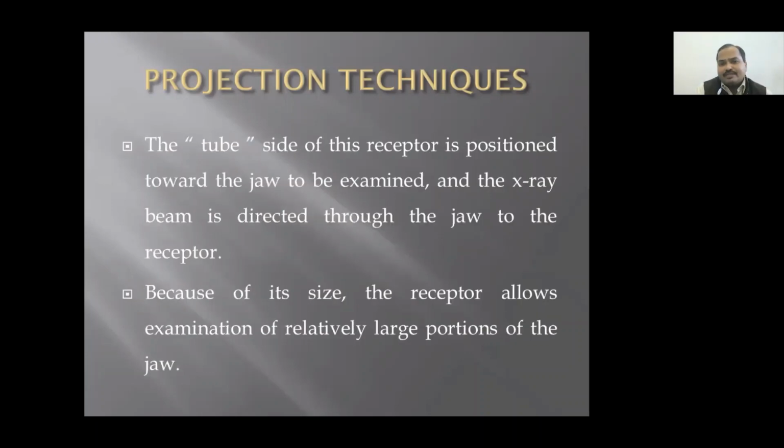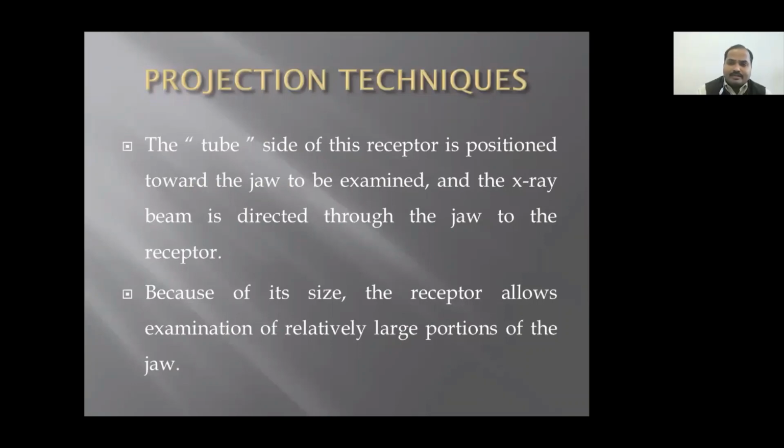The tube side of this receptor is positioned towards the jaw to be examined. That means whichever jaw we are examining, the tube side, as in an IOPA film, will have an indent or an elevated dot. That will be the tube side of the receptor, and it will be placed towards the jaw to be examined.